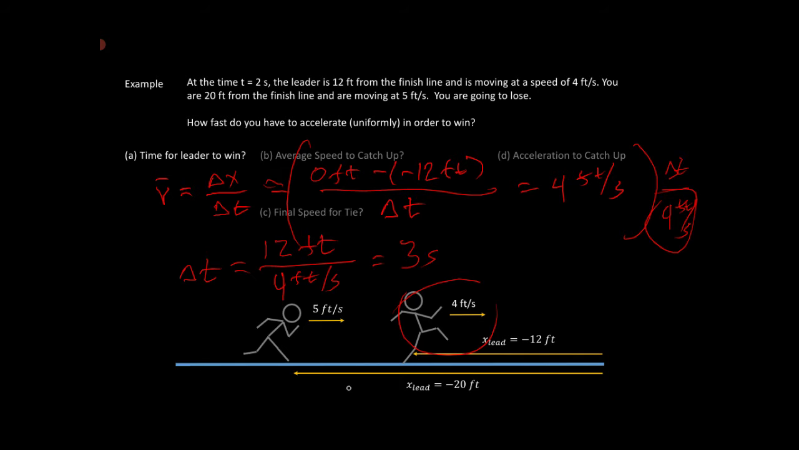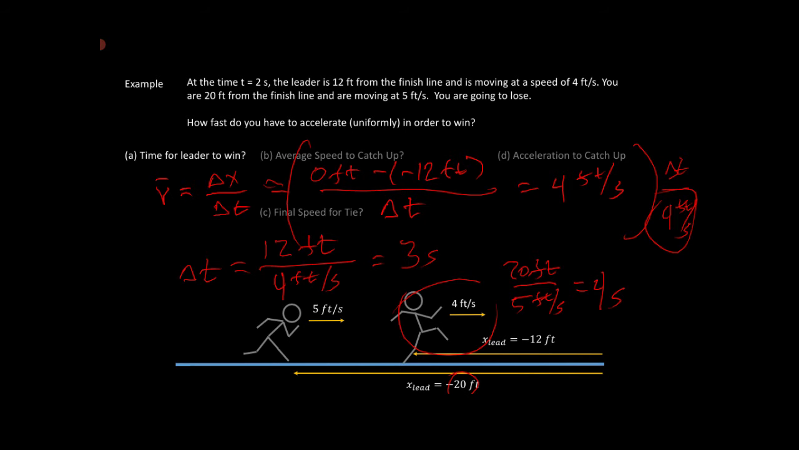For you, how long would it take? Well, now you've got the 20 feet to run at 5 feet per second. So 20 over 5, that's 4 seconds. So you're not going to get to the finish line until a second after he gets there. So you're going to have to speed up.